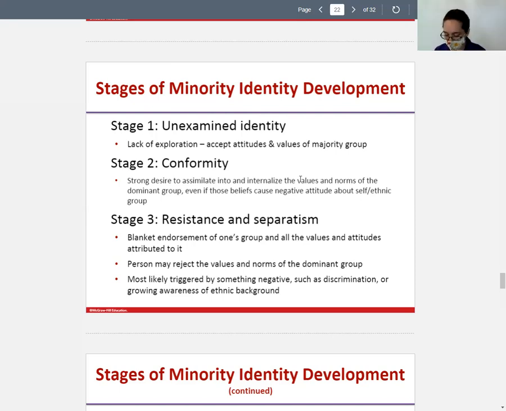The second stage in minority identity development is conformity. So you're starting to internalize the values and the norms of whatever the dominant group is. So your desire to assimilate is a little bit stronger. You may have negative views about yourself based on whatever the dominant culture considers the norm.